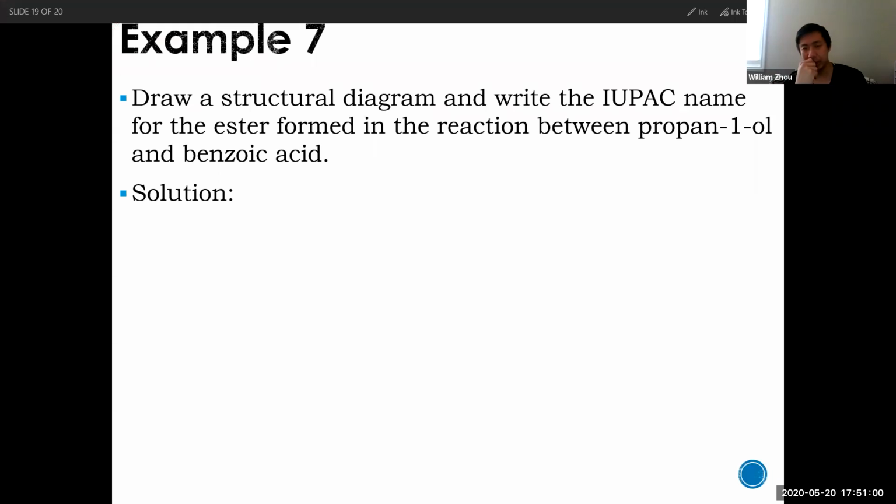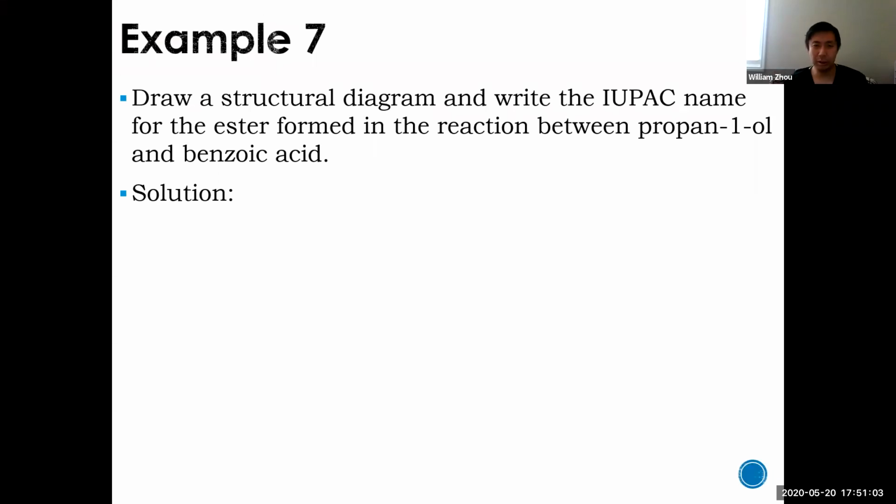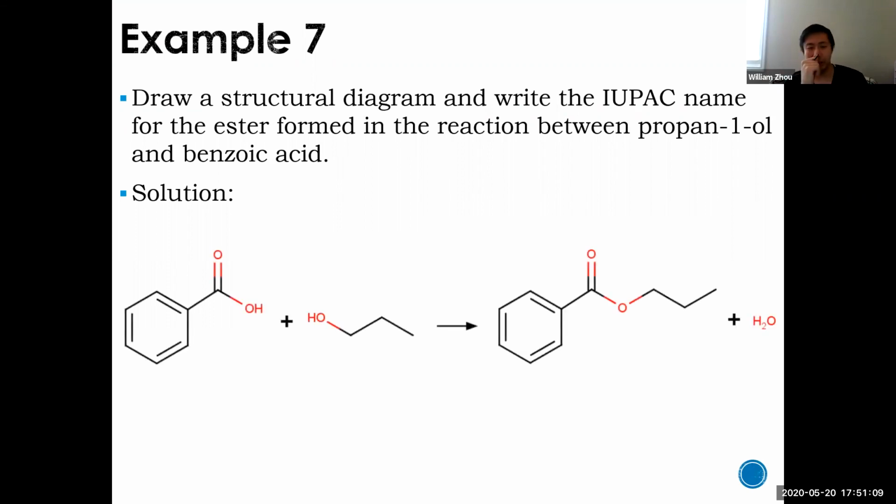So for this last example, you have to draw the diagram for the reaction of an alcohol and an acid. Well, you first have to draw the acid. Benzoic acid, we've learned already, is just a benzene with a COOH. Propan-1-ol is 3 carbons with the OH on carbon number 1. How you would combine them is that the OH from the acid would disappear, the hydrogen from the alcohol will disappear, and all you have to do is just stick them together. So you have an oxygen from the alcohol sticking to the C double bond O, and you have the structure to the right.